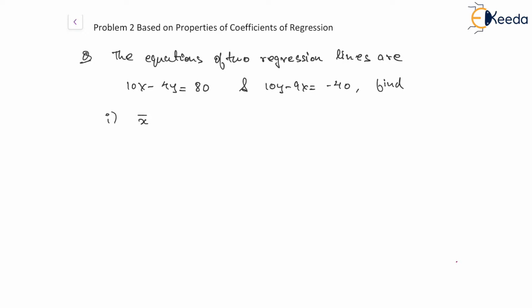the mean values, the coefficient of regression byx and bxy, the correlation coefficient r, and the variance of x if the variance of y is given as 36. So for the two regression lines given, we have to find these four parameters.